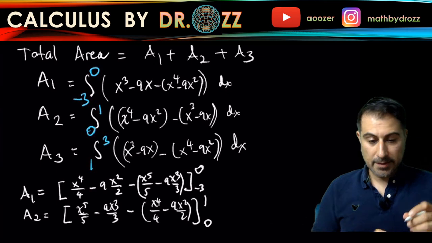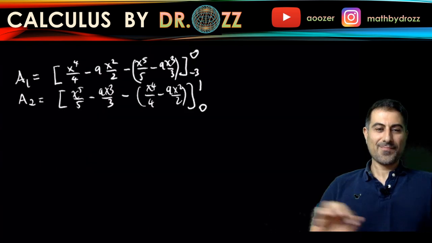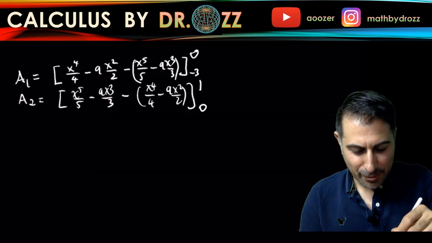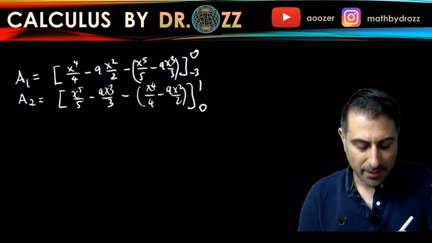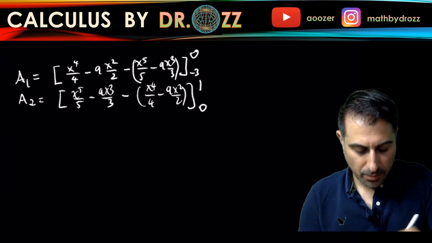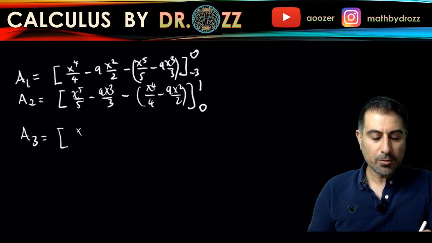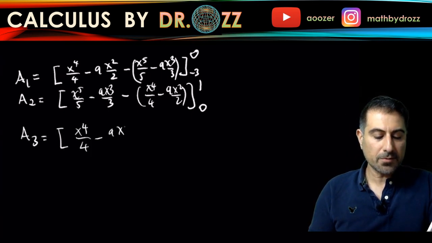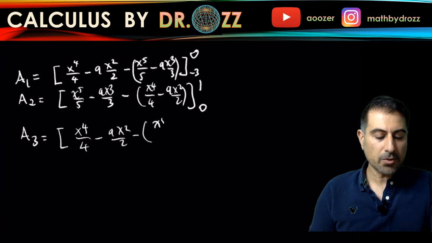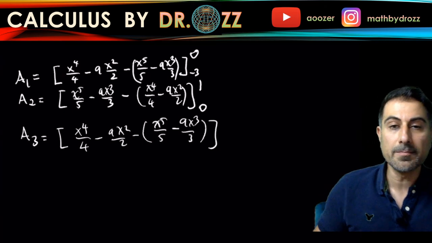And I need another slide. All right, I just copied those down here, and I need A3. Okay, x to the fourth divided by 4, 9x squared over 2 minus x to the fifth over 5 minus 9x cubed over 3. It's very similar to A1, but we have different limits, obviously, 1 to 3.